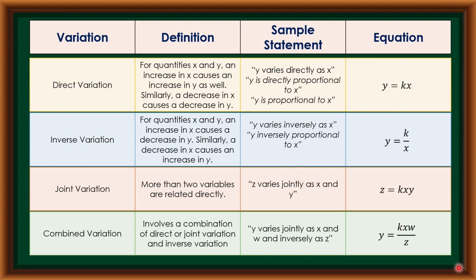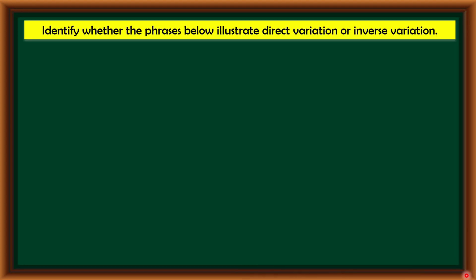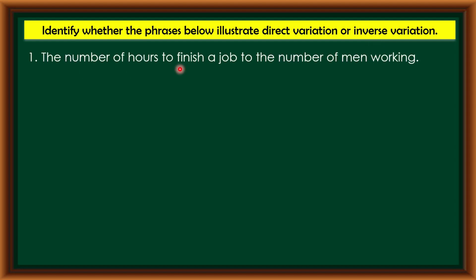So let us have this activity. Let us identify whether the phrases below illustrate direct variation or inverse variation. First, the number of hours to finish a job to the number of men working. Yes, this one is an example of inverse variation. Why? Because the more men working together, the less time they need to finish the given task. That's why it is an inverse variation.